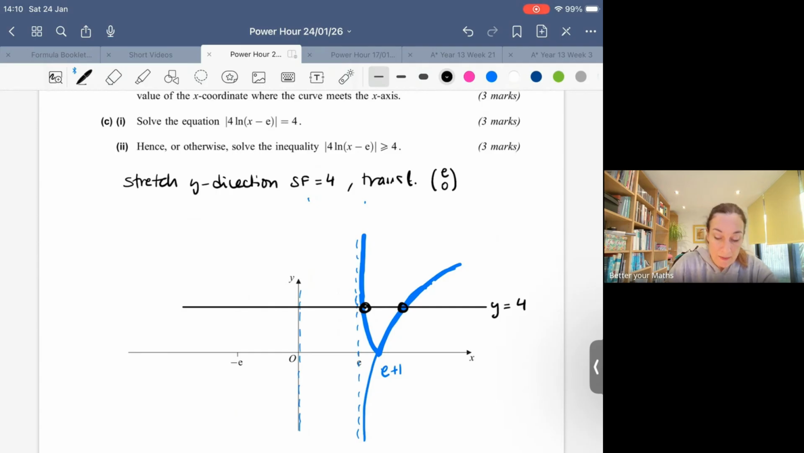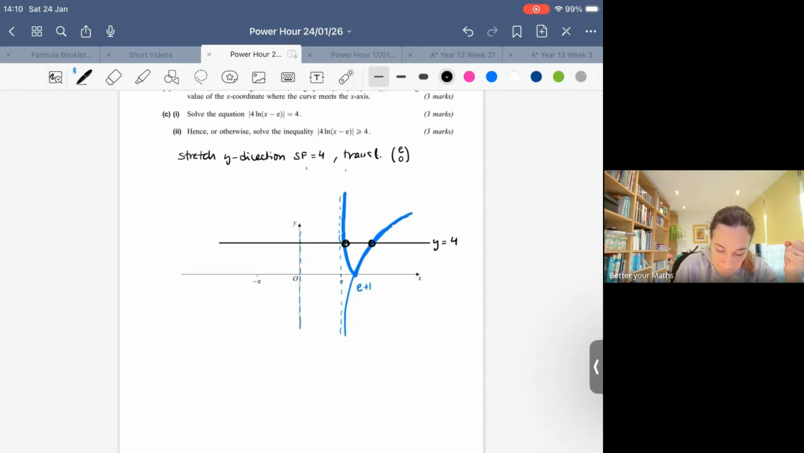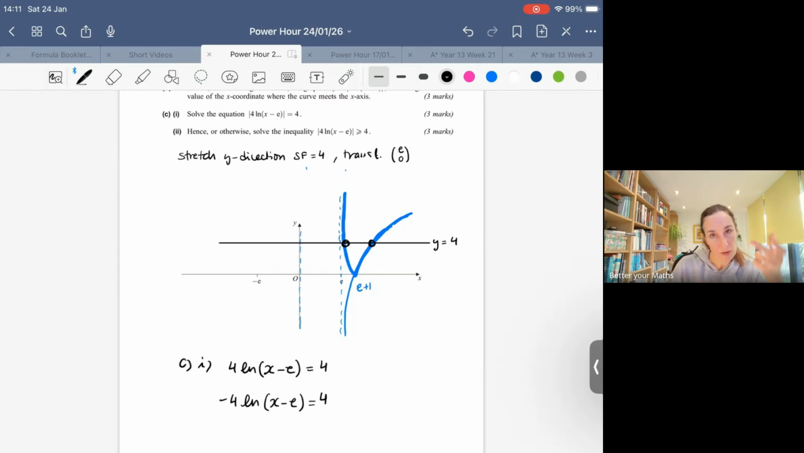And remember, when I have a modulus function, I really have two branches. So this one is 4 ln(x minus e). This one is the same, but with a minus at the front, because I have mirrored that. And those two equations are the ones that are going to give me these points. So I'm going to do 4 ln(x minus e) equals 4 and minus 4 ln(x minus e) equals 4. I have two branches that are going to give me my solutions.